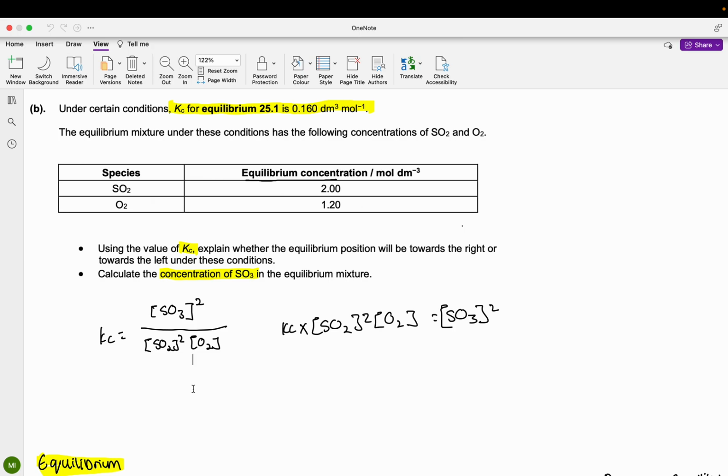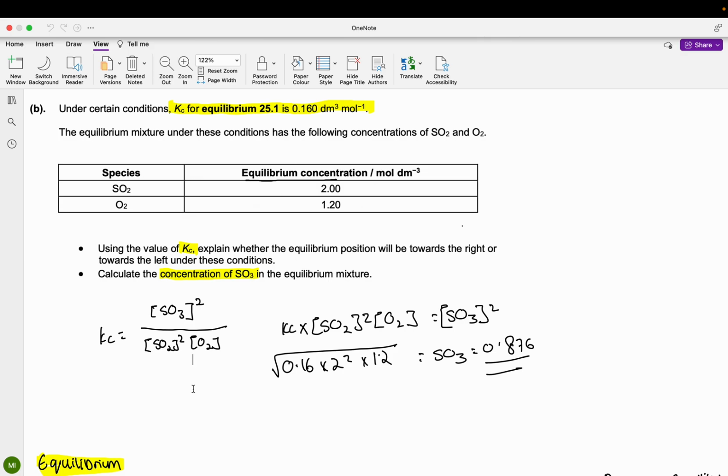Now, once we plug that into our calculator, that would be 0.16 multiplied by the concentration of SO2, which is 2, squared, multiplied by the concentration of O2, which is 1.2. And then whatever that answer is, we square root it to get the answer for SO3. And that would give you your answer. So this is how we answer all these different types of questions with regard to Kc. Again, if you're confused, let me know and I'll be happy to explain it again.